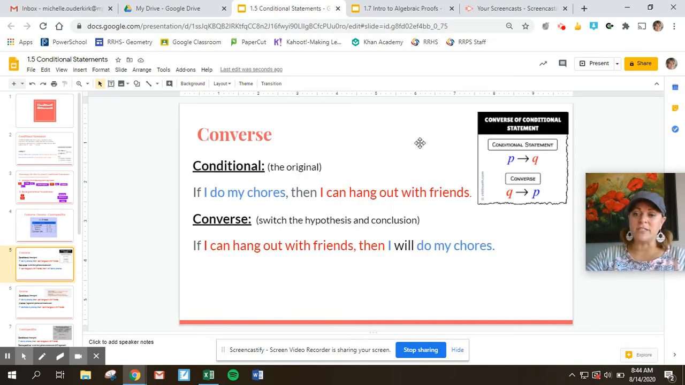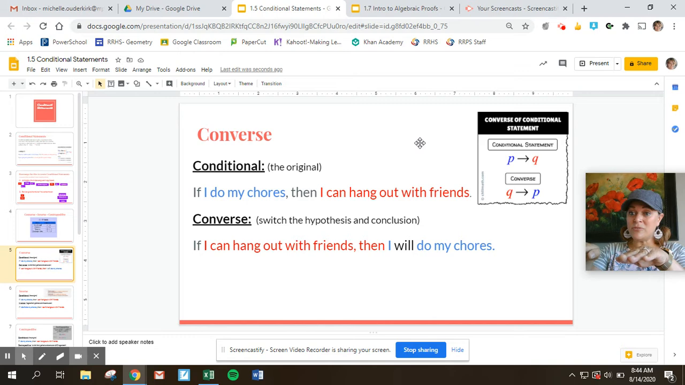So first, converse. So if I was live in class, I would have someone wearing Converse shoes stand in front of the classroom, and I would say, if I do my chores, then I can hang out with friends. So there, think of visualized shoes. And if you switch those Converse or those shoes, you would say, if I can hang out with friends, then I will do my chores. So it's just taking the hypothesis and the conclusion and switching order. That's all the converse is.